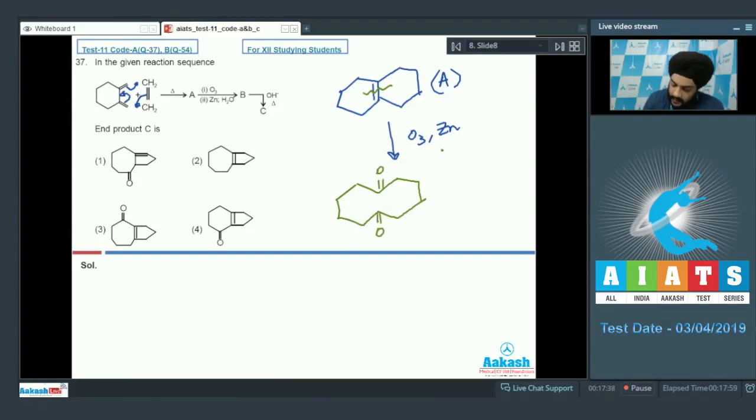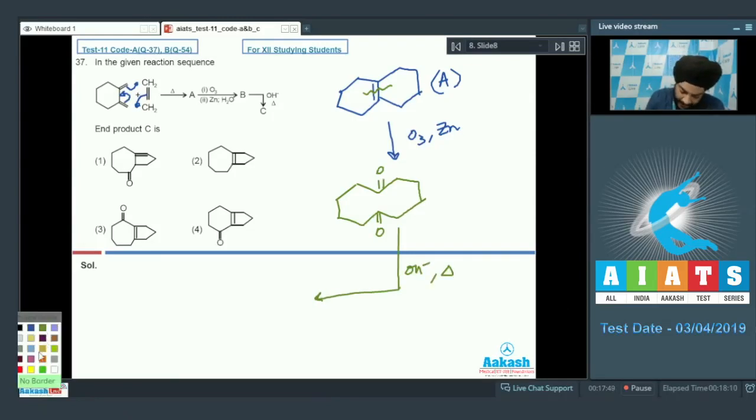this structure. Now it is subjected to aldol conditions. So this will react with OH minus in presence of heat. So we can extract any alpha hydrogen. There are 4 alpha hydrogens in this case, and all of them are acidic. So we can remove any alpha hydrogen, generate the carbanion, and make an attack at the other carbonyl group. So this will lead to the expansion of one ring, whereas the contraction of the other ring.